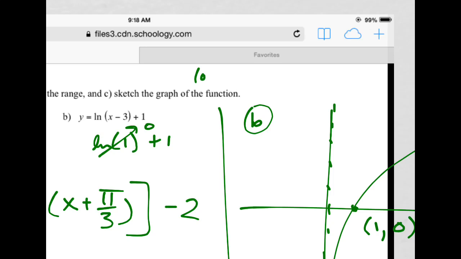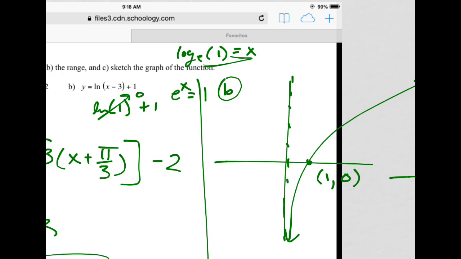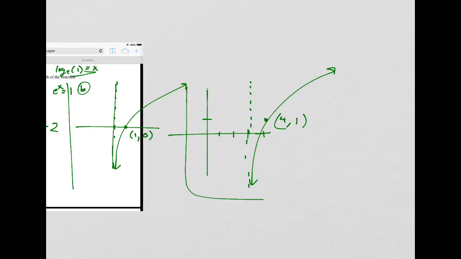You can figure that out as well. If you had log base e of 1 equals x, if you wanted to figure this out, e to the x equals 1. If x is 0, then we get 1. So that's just checking that. So that's the answer there.